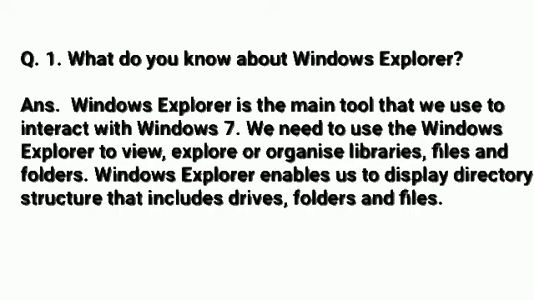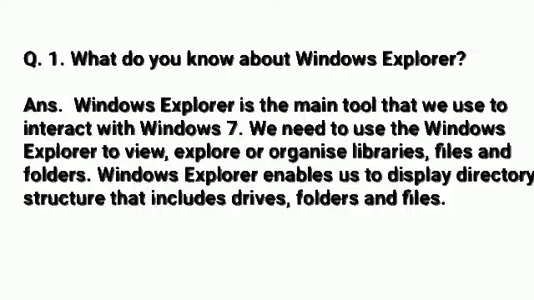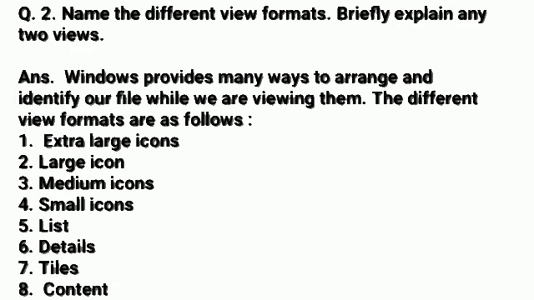Answer is, Windows Explorer is the main tool that we use to interact with Windows 7. We need to use the Windows Explorer to view, explore or organize libraries, files and folders. Windows Explorer enables us to display directory structure that include drives, folders and files. So children, already I have told you that Windows Explorer allows us to view all the libraries, files, folders and drives of the computer.